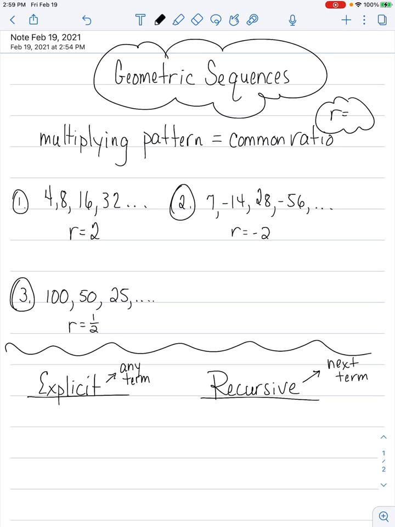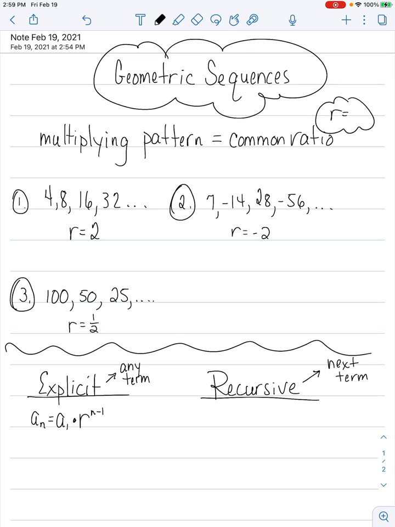And here you go. The explicit formula for geometric sequences is a sub n equals a sub 1, which means the first term, times your common ratio to the n minus 1 power. So for example, if I'm trying to find the fifth term, I would do the first term times the common ratio to the fourth power. So you subtract 1 from the number of the term you're trying to find.